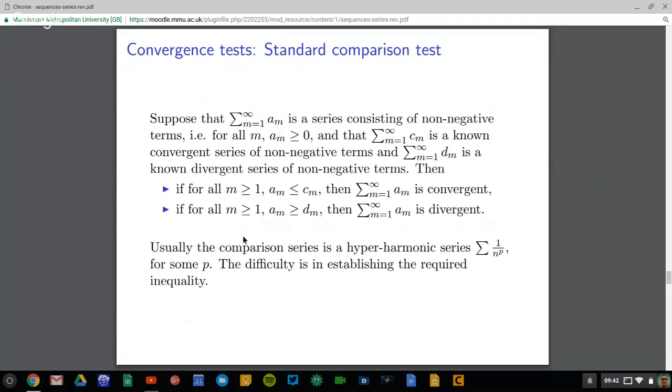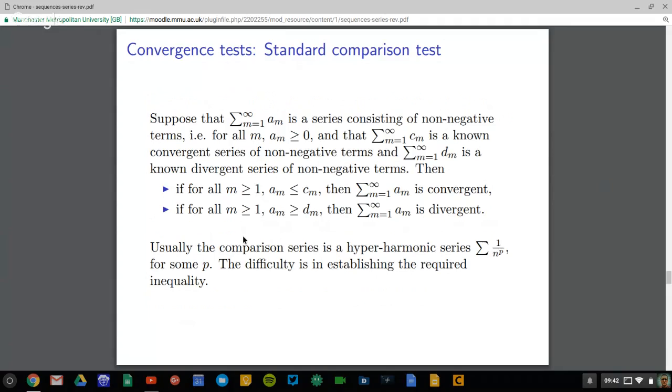These comparison tests tend to be very useful for series where the term is a rational function, meaning a quotient of polynomials in the indexing variable. So if your term a_m is some polynomial in m divided by another polynomial in m, then normally this comparison test will be the one to use. This one, or the limit comparison test. And you compare it to the appropriate hyperharmonic series.